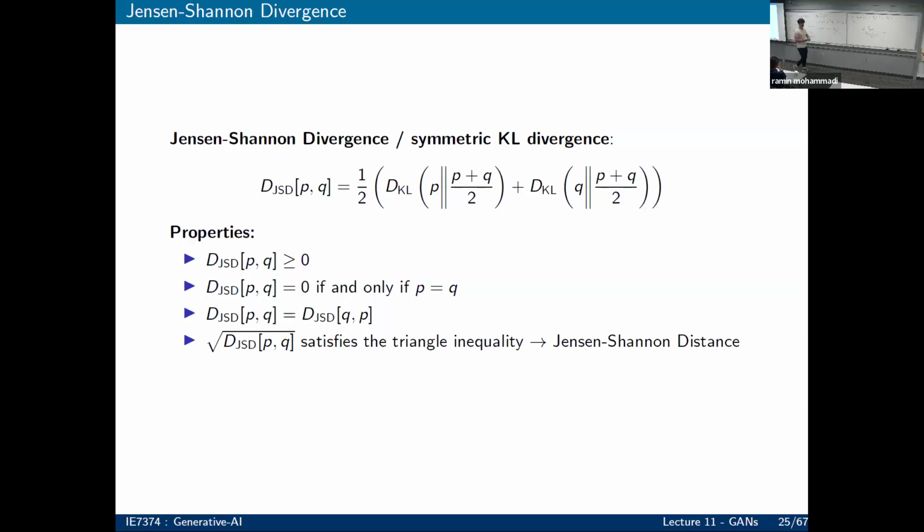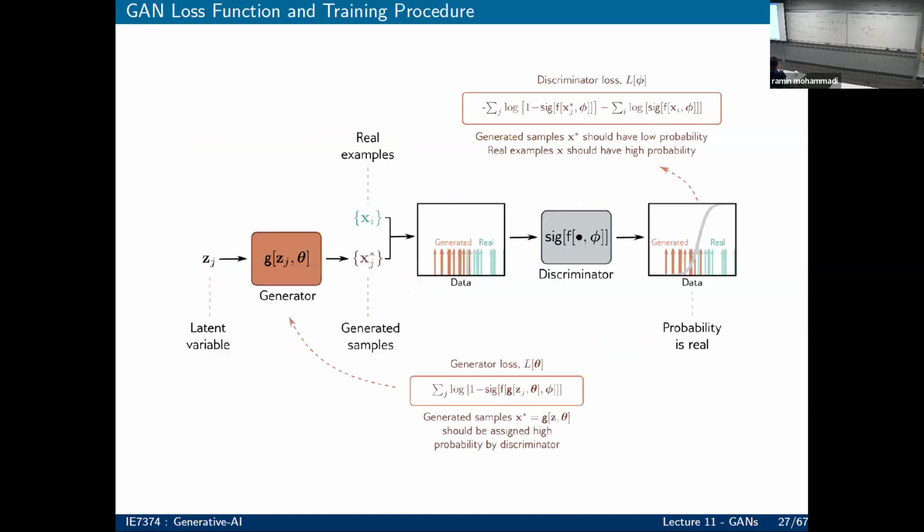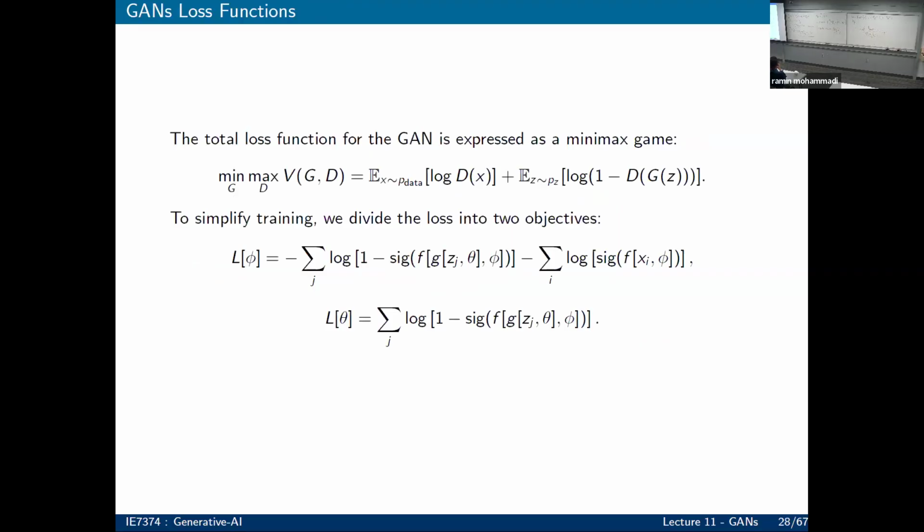Okay. So again, under the optimal scenario, we saw that the Jensen distance becomes minus log 4. And then this was the overall generator that we have. Let's go here. So we also saw this. Again, just a refresher.